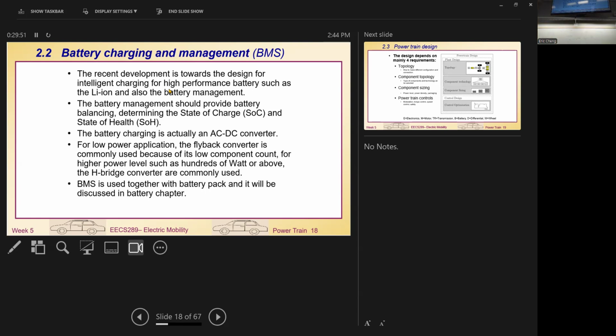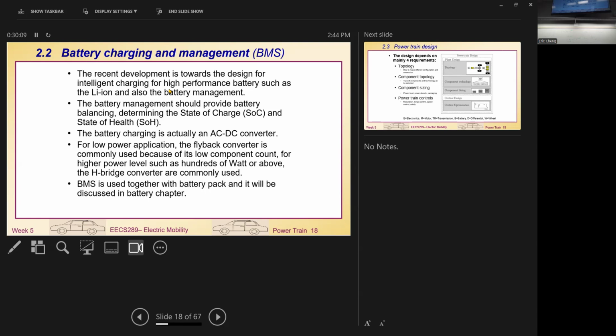Do you know this term, state of charge? I think you all know. State of charge means how much energy is left, and state of health means the healthy condition. A new battery has 100% state of health. A lousy battery after using a few years becomes 80%, maybe 70%, then you need to change it.